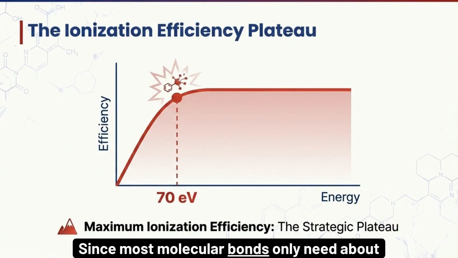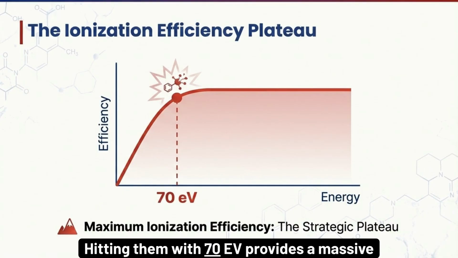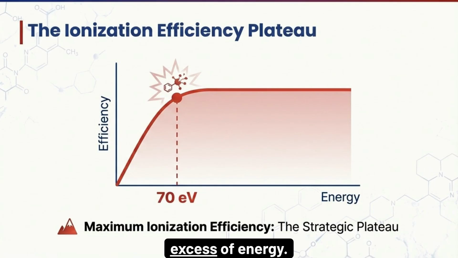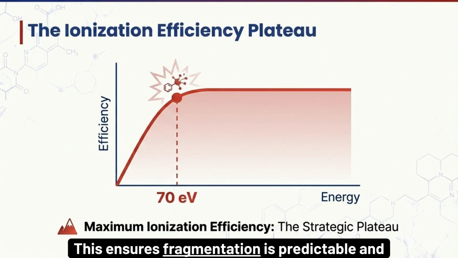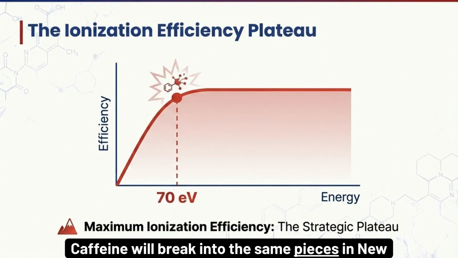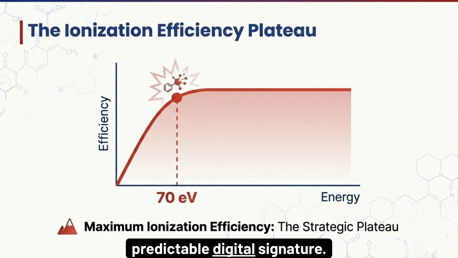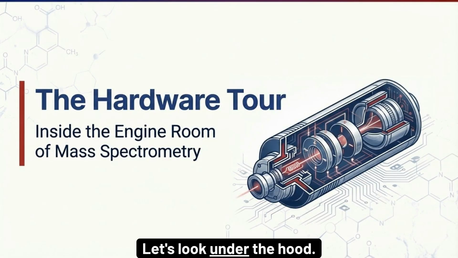Since most molecular bonds only need about 4 or 5 eV to break, hitting them with 70 eV provides a massive excess of energy. This ensures fragmentation is predictable and reproducible. Caffeine will break into the same pieces in New York as it does in Tokyo, turning chaos into a predictable digital signature. Let's look under the hood.